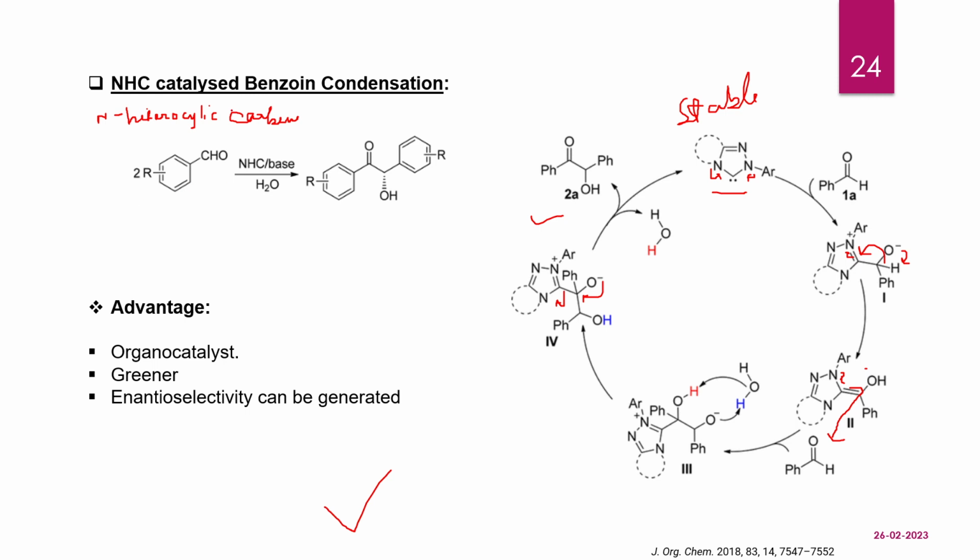So what is the advantage of this reaction over normal benzoin condensation? The advantage is that this is an organocatalyst. See, all the molecules are organic. There is no metal, nothing has been used. So everything is organic, so it's an organocatalyst. Anything which is not metal is comparatively greener for our environment. Because we know that to decompose a metal takes a lot of time. But when it is an organic compound, it is easily degraded.